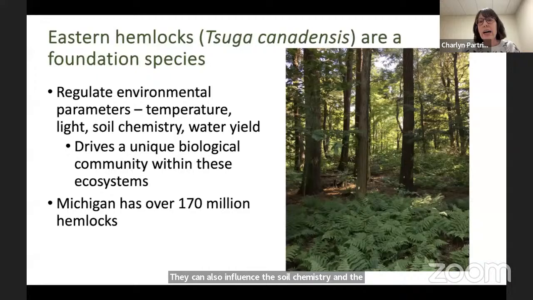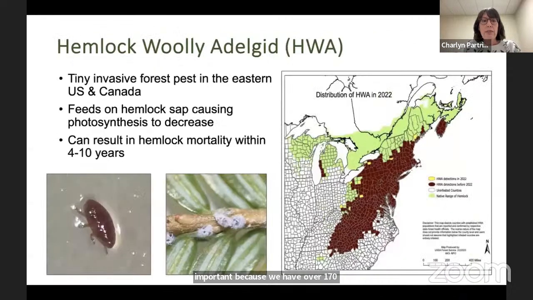And because of this tight control that they have on this ecosystem, this can drive really unique biological communities within this forest setting. And for Michigan, preserving these hemlock forests is really important because we have over 170 million hemlocks within the state alone. However, these hemlocks are being threatened by a very tiny invasive forest pest known as hemlock woolly adelgid, also abbreviated as the HWA.